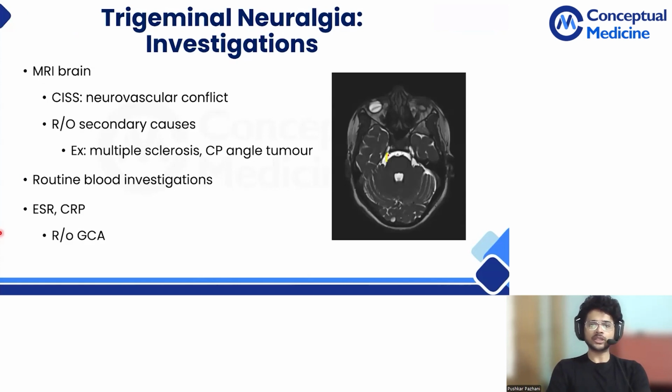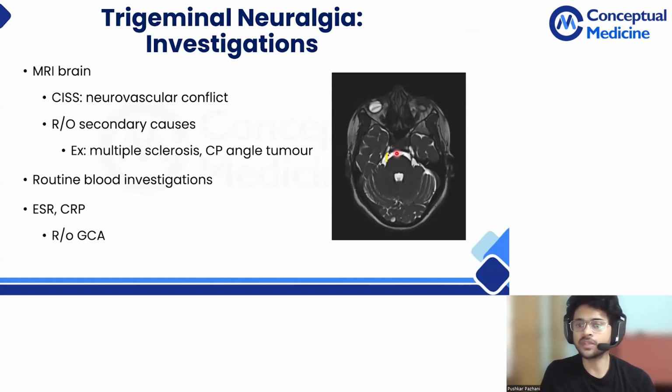So, what are the investigations for a trigeminal neuralgia? It's a clinical diagnosis. The only role for doing neuroimaging is to rule out any sort of secondary etiology or any trigeminal neuropathy. However, for a pure trigeminal neuralgia, in MRI brain, there is a specific sequence called the CISS sequence. This CISS sequence is very sensitive for looking at the cranial nerves.